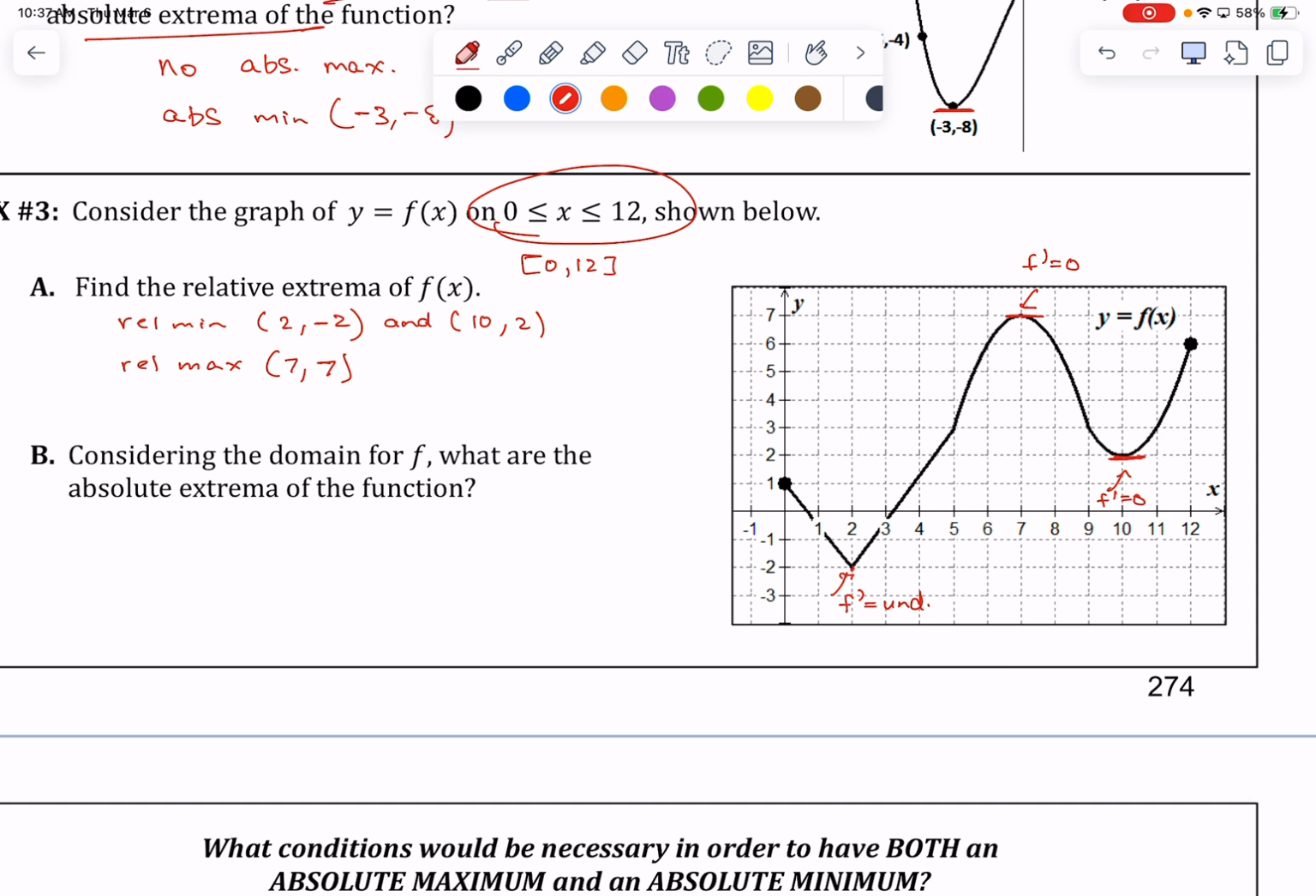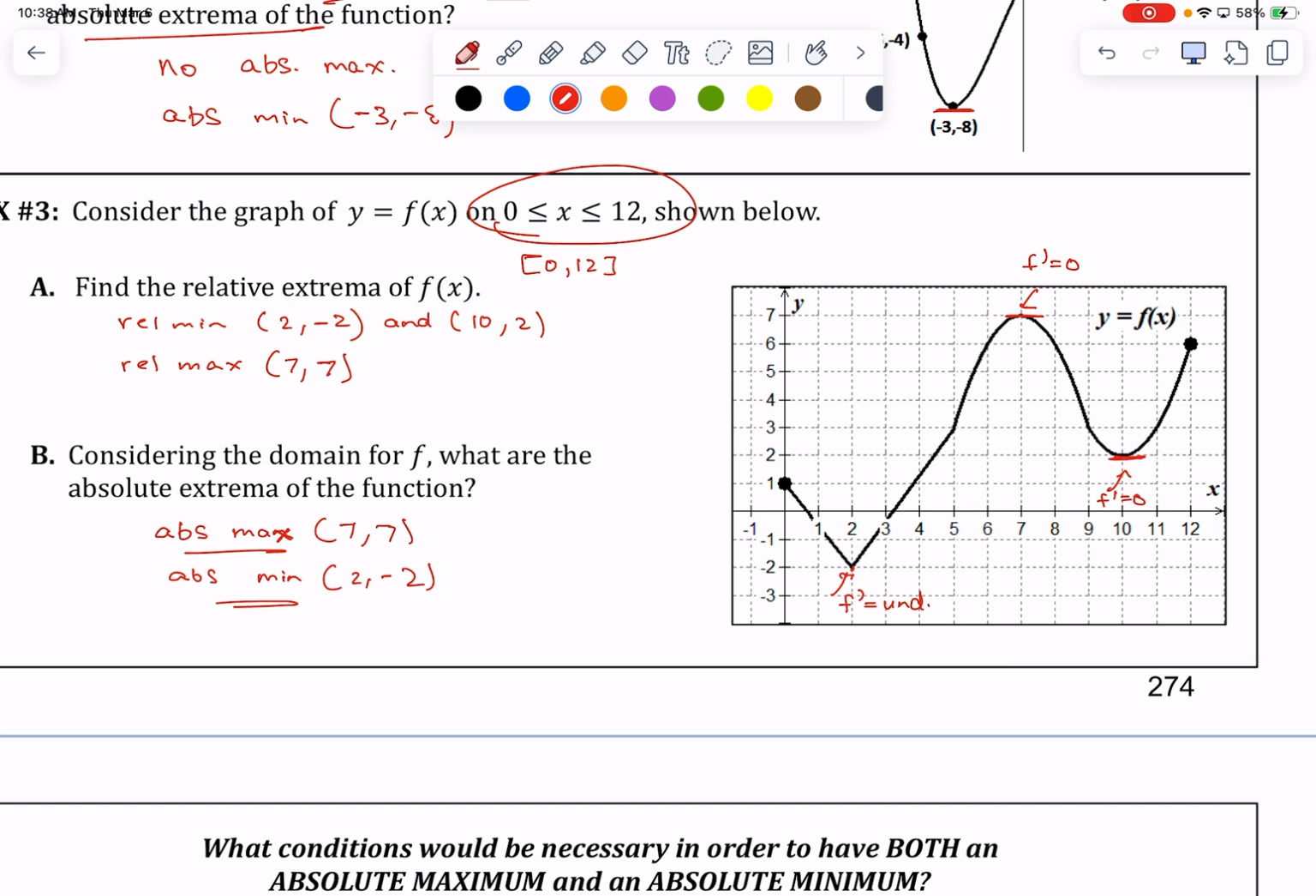All right, now we go to absolute max and absolute min. We do have an absolute max this time. What is our absolute max? 7, 7. We have an absolute min as well. Where's our absolute min? 2, -2. Now, why did we get an absolute max and an absolute min this time? You closed the interval.